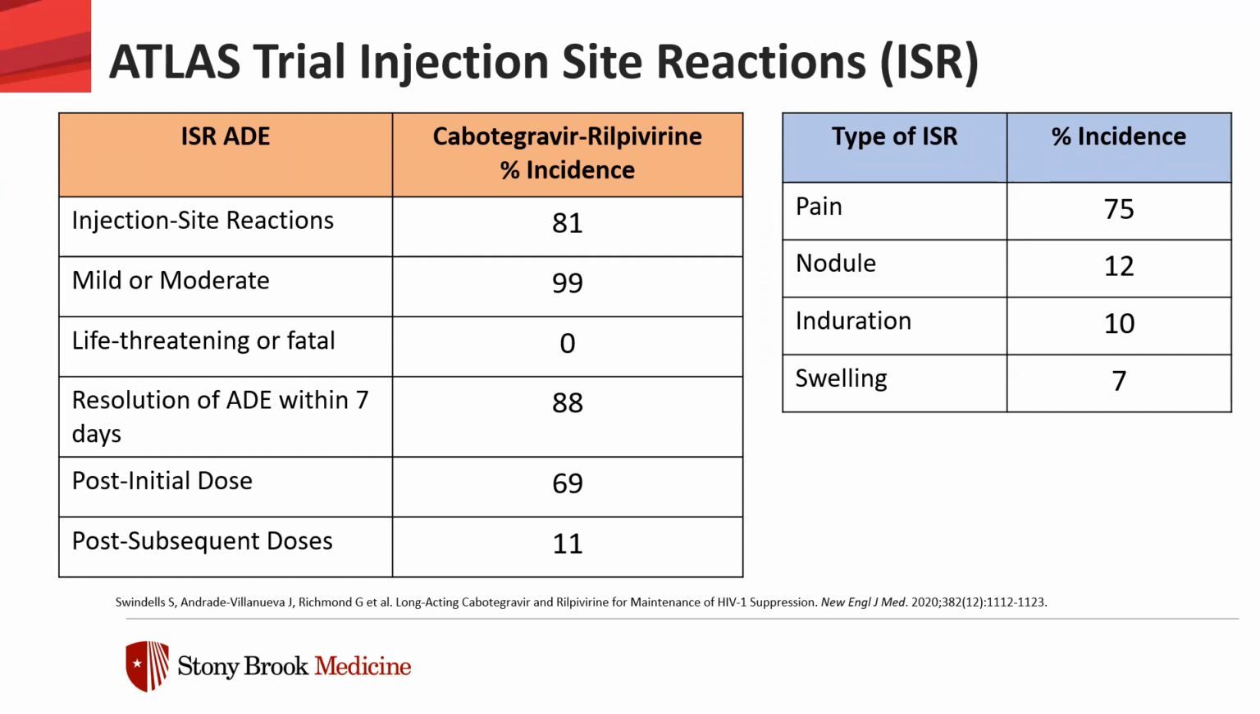The injection site reactions did typically resolve within 1 week. And it's interesting because the majority of these reactions were reported after the first initial dose with that higher dose of cabotegravir and rilpivirine. As you can see, 69% of patients reported that injection site reaction post initial dose, and that decreased to 11% with those subsequent monthly doses. Also, of the type of injection site reaction that was noted, 75% was attributed to localized pain and localized discomfort.